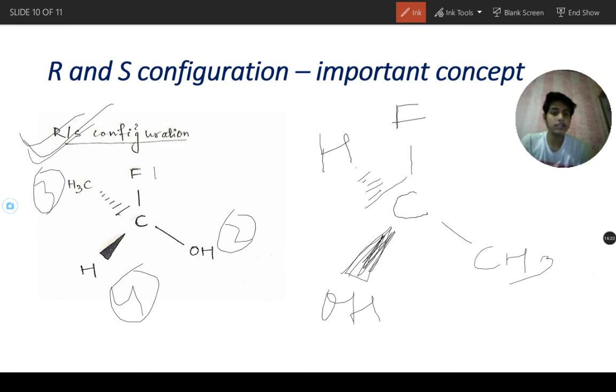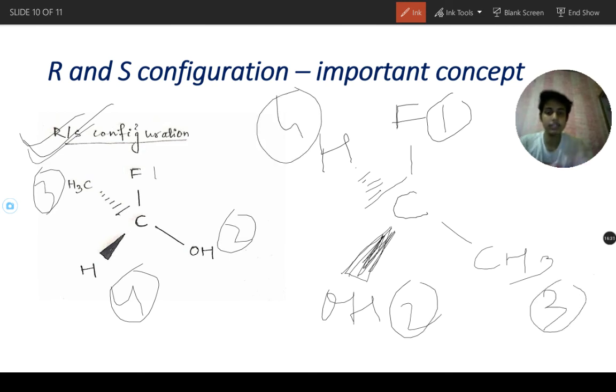Now you just number your order. See, here 2, here 3, here 4. First, second, third and fourth. Just remember, forget about hydrogen. Hydrogen is just away from you. If you see the compound from the carbon, the hydrogen will not be seen by you. So just see, the order goes like this. When the order goes anti-clockwise, it is S configuration.